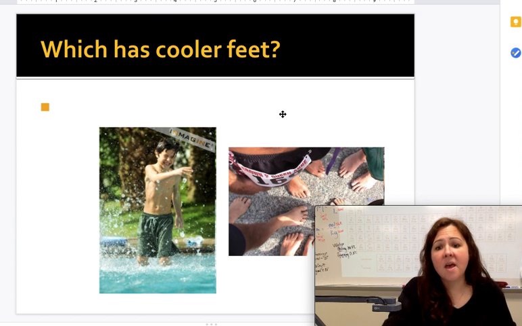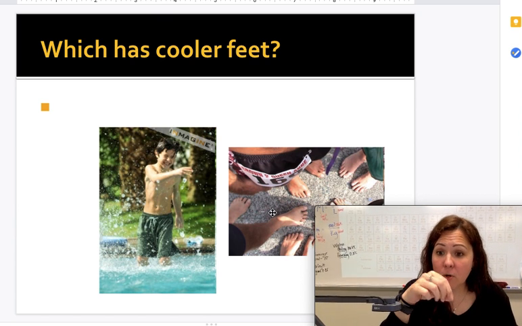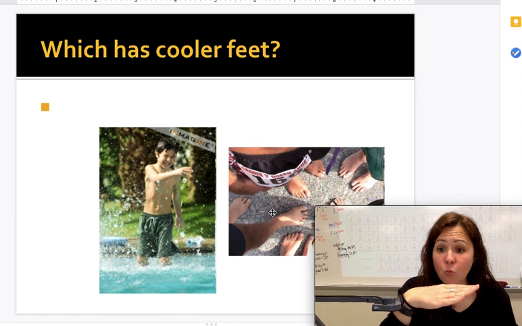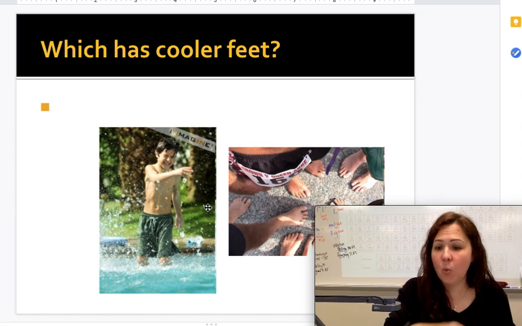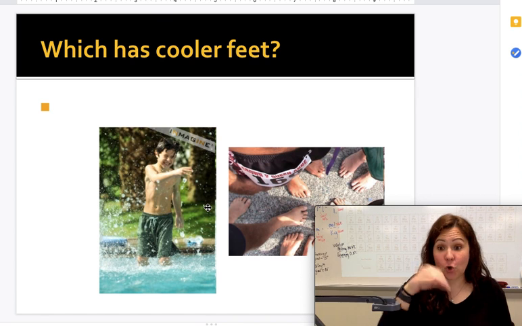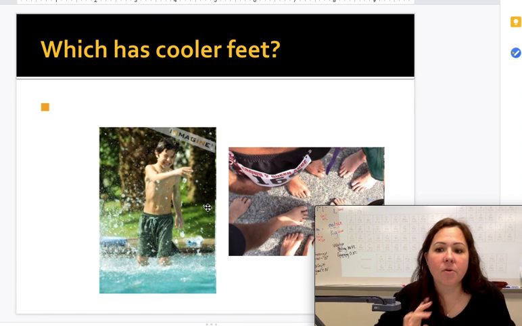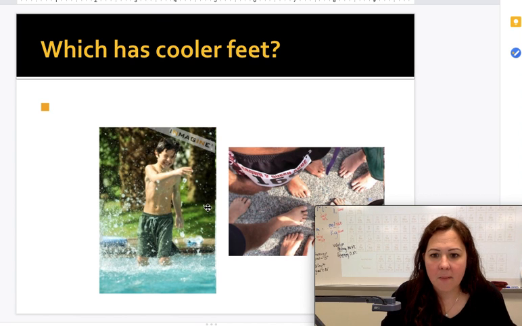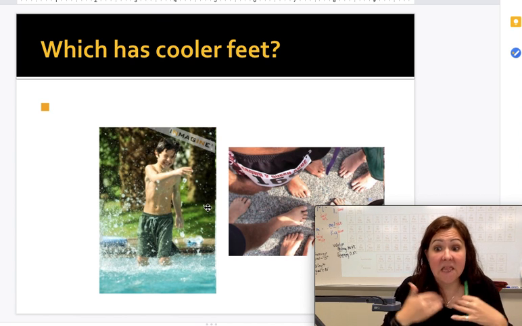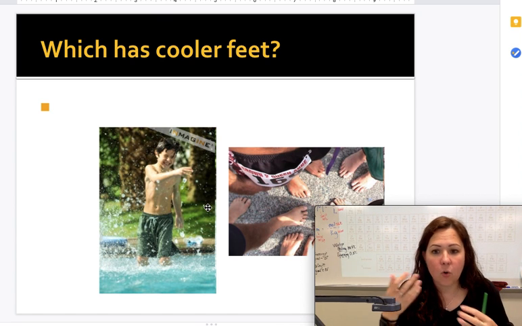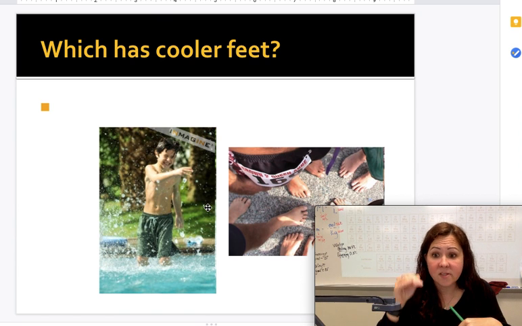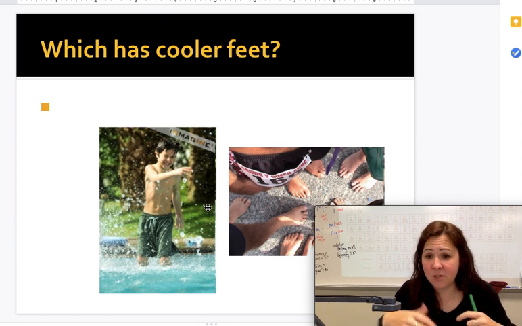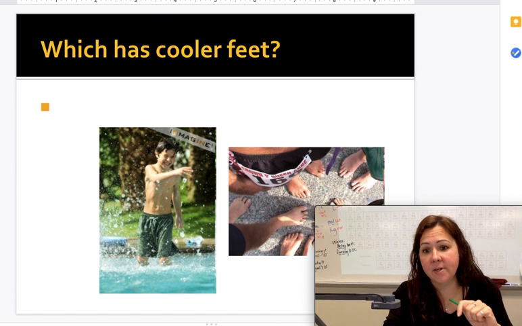That's because the concrete has a much lower specific heat. It raises 1 degree Celsius with much less energy than the water. Water actually has a crazy high specific heat compared to other things, especially other covalent compounds, where it takes a lot of energy to raise it 1 degree Celsius. Concrete or metal or something like that is going to heat up very quickly because it has such a low specific heat. It doesn't take as much energy to raise 1 gram of it 1 degree Celsius.